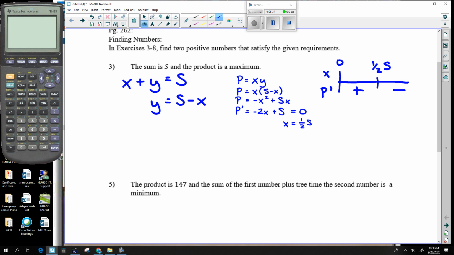All right, so what is that saying? That there is a maximum at that 1/2 s. So the product is maximized, which is exactly what we are looking for. Where is the product maximized? It's when x is equal to 1/2 s. Now, what is y then? Well, if x is 1/2 s, I go back to this equation right here, and if I subtract that, y is also 1/2 s.